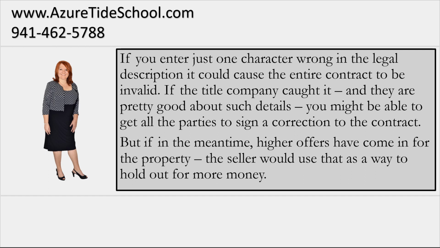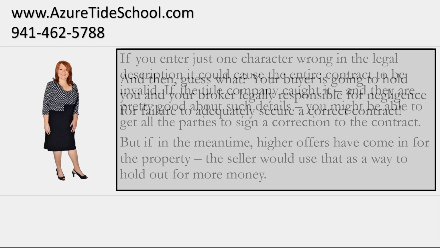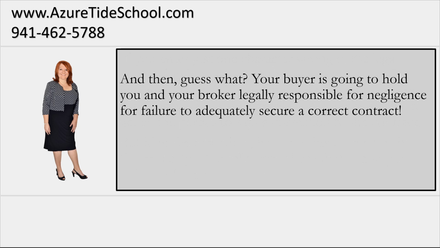If the title company caught it, and they are pretty good about such details, you might be able to get all the parties to sign a correction to the contract. But if in the meantime higher offers have continued to come in for the property, the seller could use that as a way to hold out for more money. And then guess what? Your buyer is going to hold you and your broker legally responsible for negligence, for failure to adequately secure a correct contract.